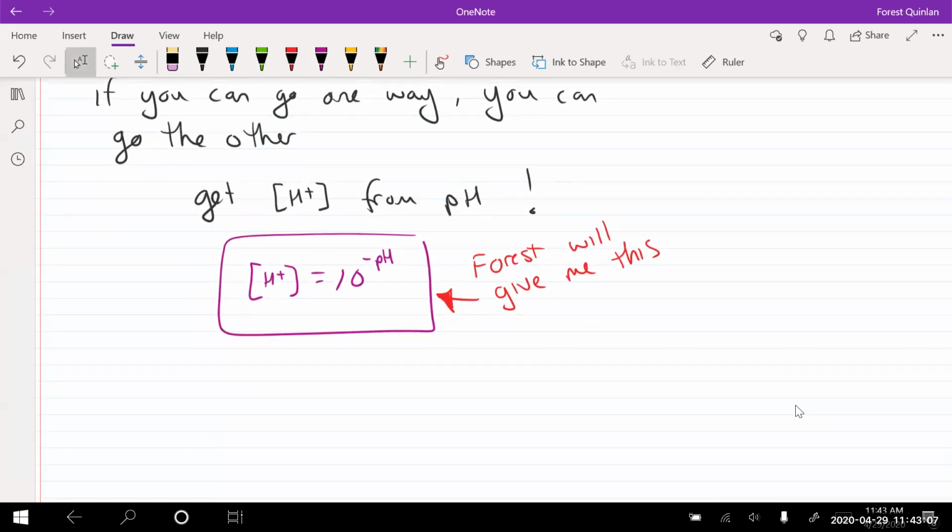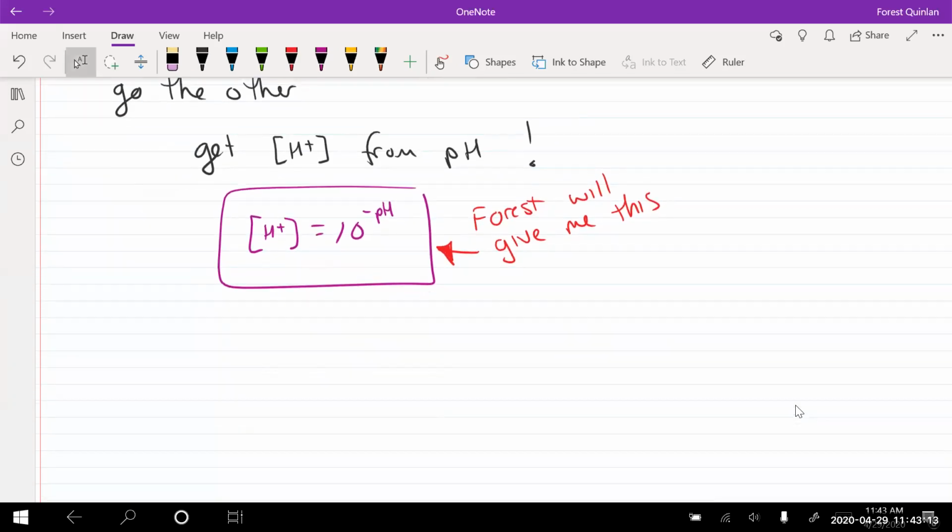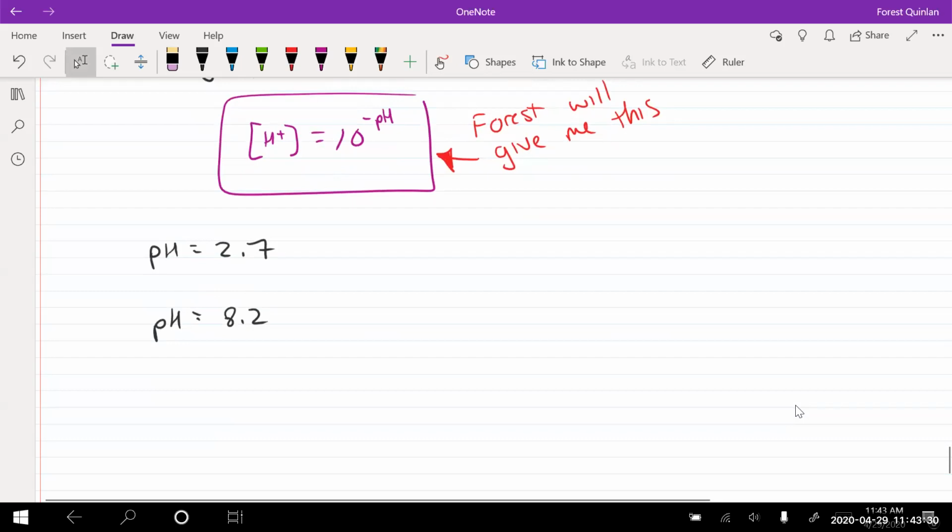Now, I'm just going to do 3 quick examples. I want to point out that this is the anti-log button. So it's the second function to your log button. And this is truly a plug and chug. So we're going to look at pH is equal to 2.7. We'll look at pH is equal to 8.2. And we'll look at pH is equal to 13.3.